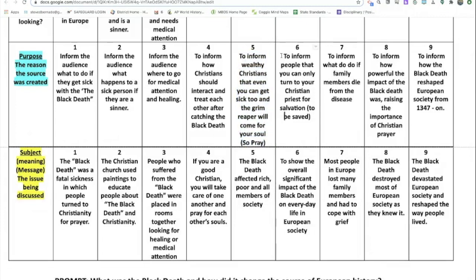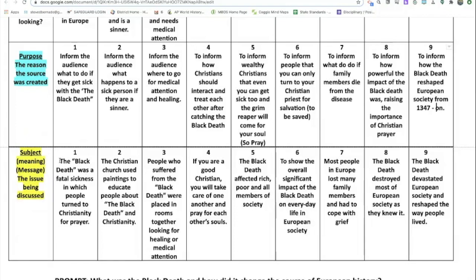It matches, it matches, it matches. To inform people that you can only turn to your Christian priest to be saved. This also matches the Christian influence. What to do if your family members die from the disease. You bury them in the Christian tradition. More Christian influence. To inform how powerful the impact of the Black Death was, raising the importance of Christian prayer. Christian influence and the power of the Black Death. 2 themes that keep matching again and again. To inform the power of the Black Death, how it reshapes society. That matches the second one.